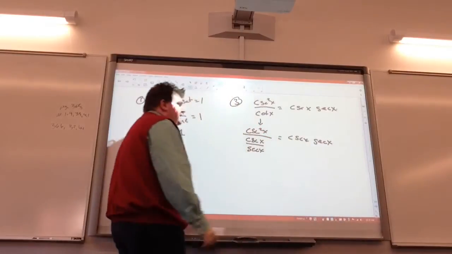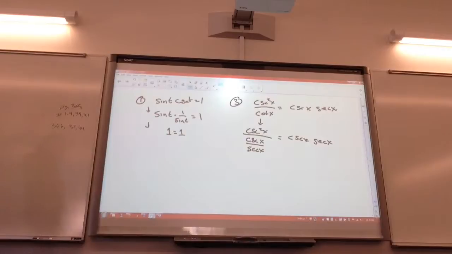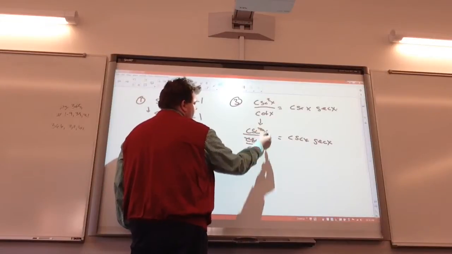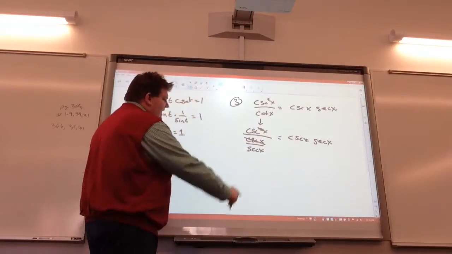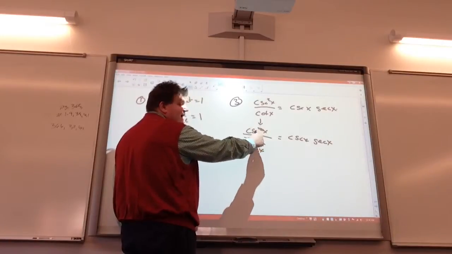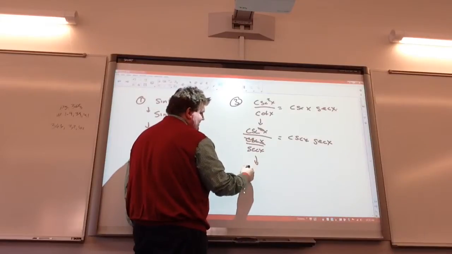Okay? Now what can I do? What happens to my cosecants? Yeah, one of them cancels out, right? This guy goes away, knocks off the square. And then what's going to happen to the secant? It's going to stay down there? I'm dividing by a fraction so it goes up, right? So we can rewrite that then as the cosecant.